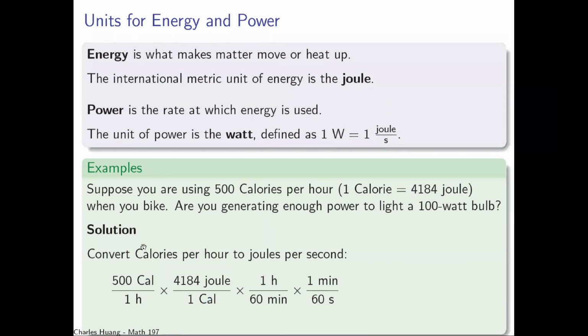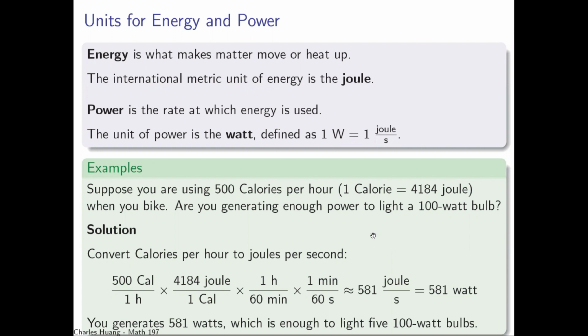If I have a whole bunch of numbers multiplying each other, just remember, only multiply the numbers on the top and then divide it by the numbers in the denominator. Here we'll take 500 times 4184, and then we divide it by 60, and then divide it by 60 again. We don't have to do anything with the 1. This will give us 581 watts. So if I'm biking really hard, that's enough power that I'm putting out to make the light bulb glow.